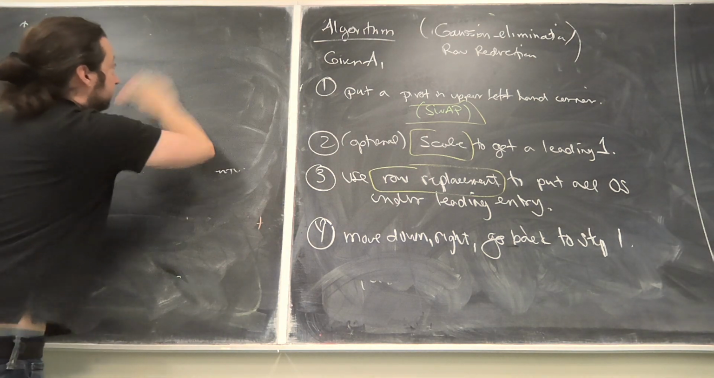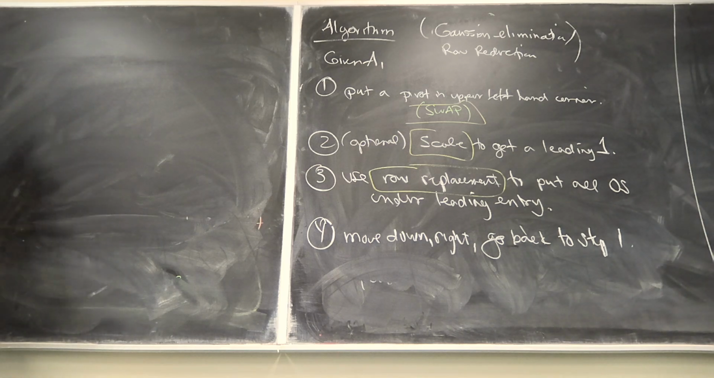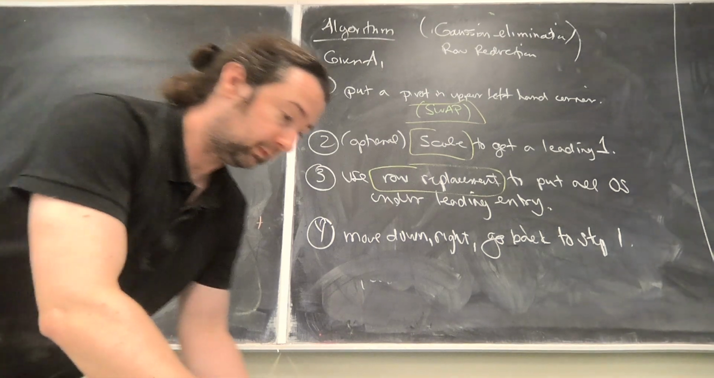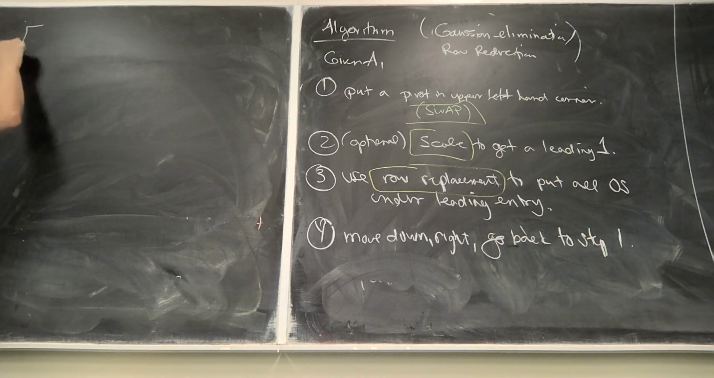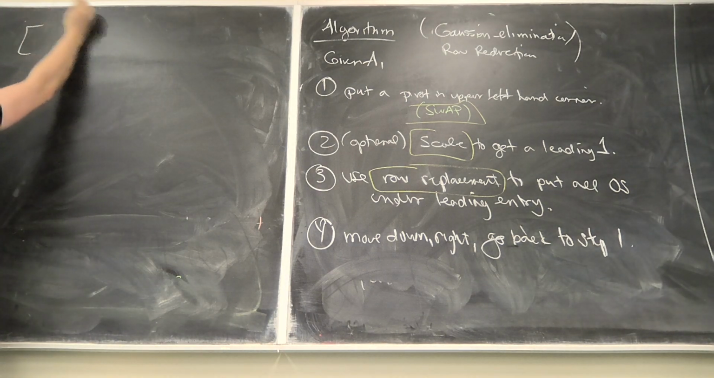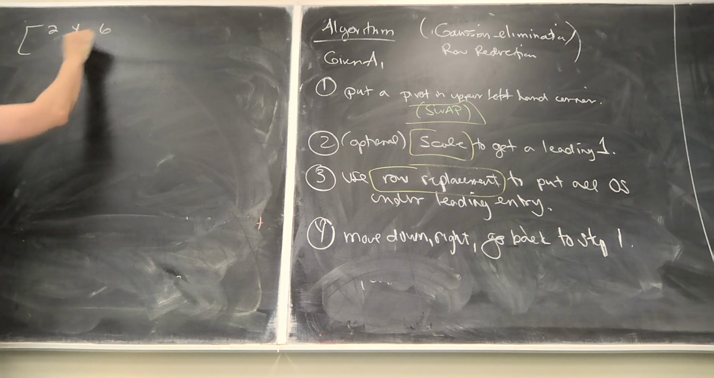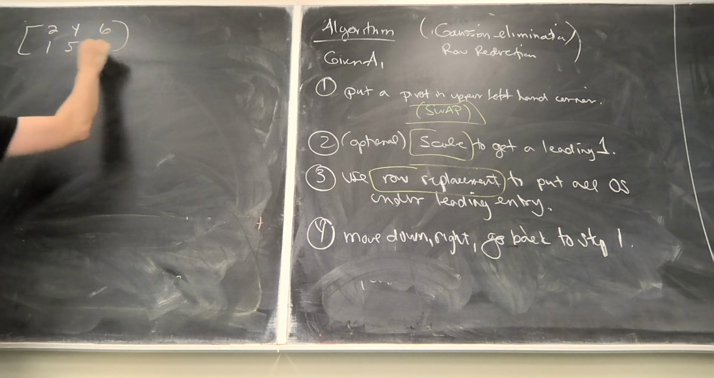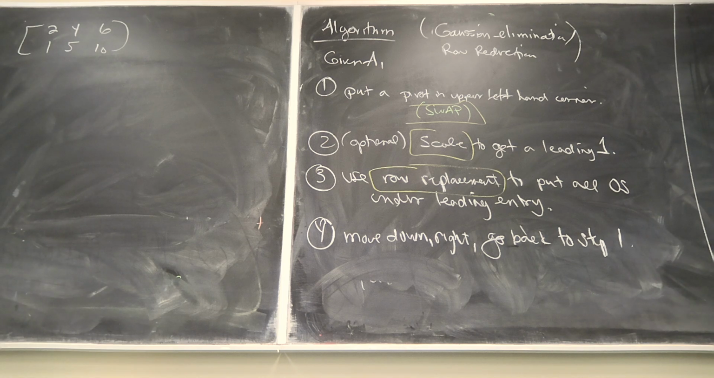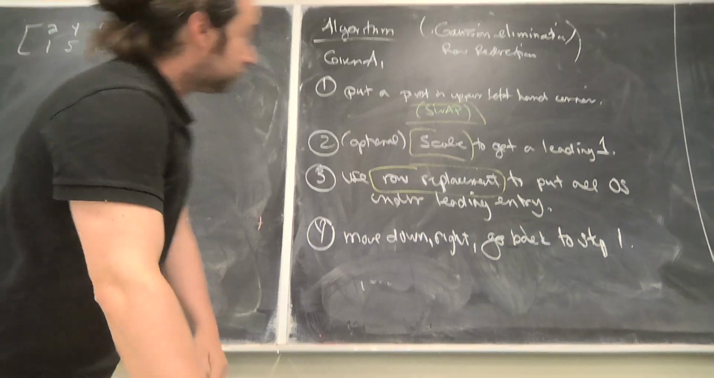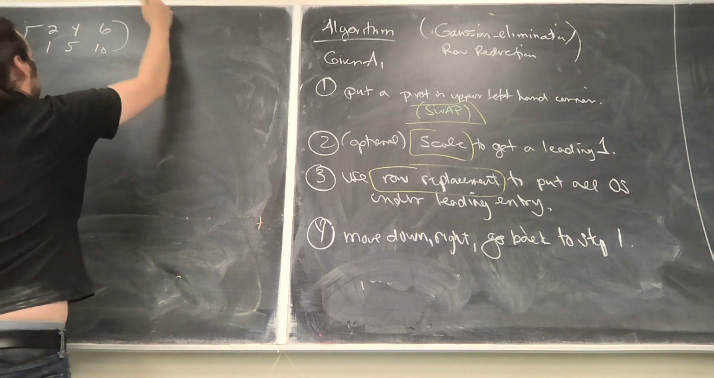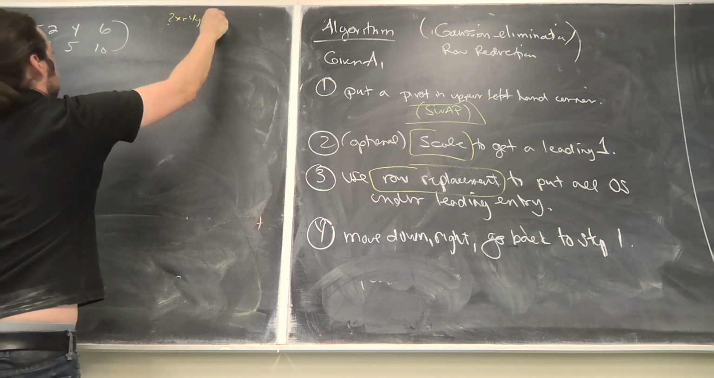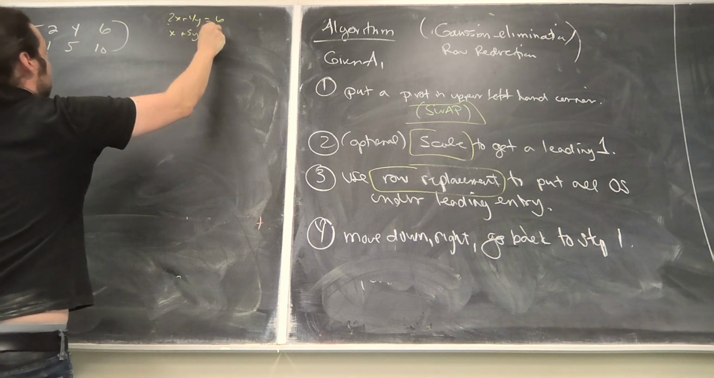So let's look at a simple example here. Let's do a real quick one. Let's look at 2, 4, 6, 1, 5, 10. There's an augmented matrix. And our task is going to be to put that matrix into row echelon form. If you like, you can think about that as representing the equations 2x plus 4y is equal to 6, and x plus 5y is equal to 10.